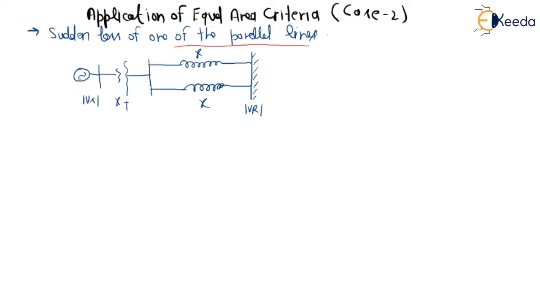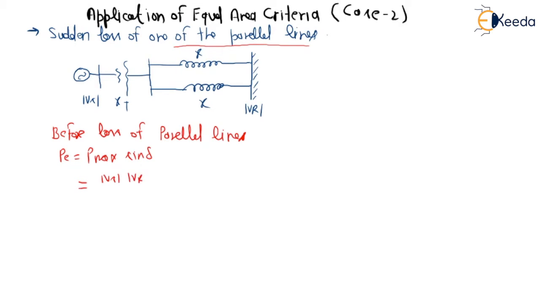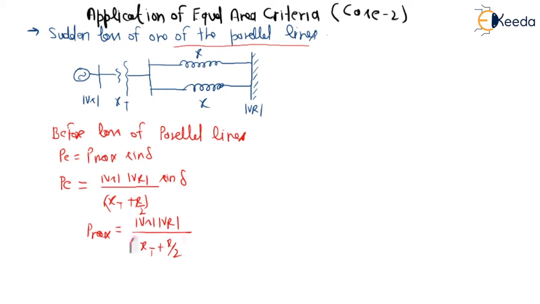So first thing is, before, our P is equal to P max sine delta. Basically P max sine delta, and P max value we can write as Vs into Vr upon xt plus x, and this is sine delta basically. So this will be P. So P max value we can get from here: Vs into Vr upon.